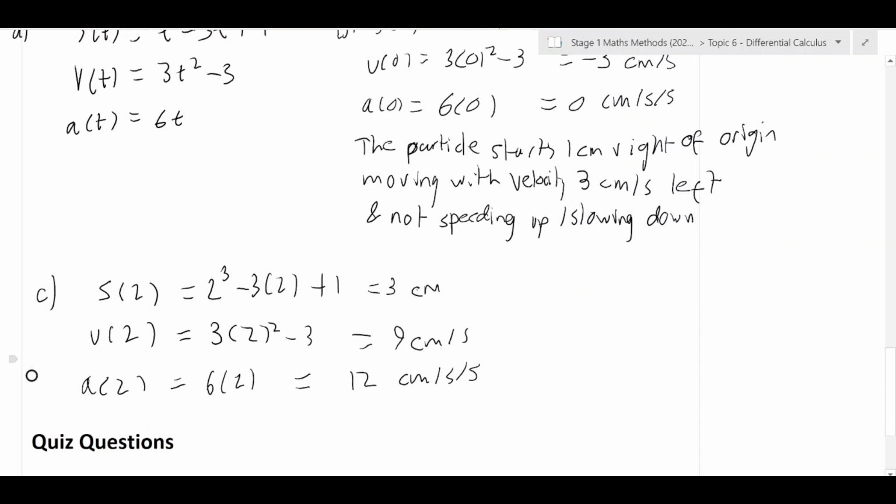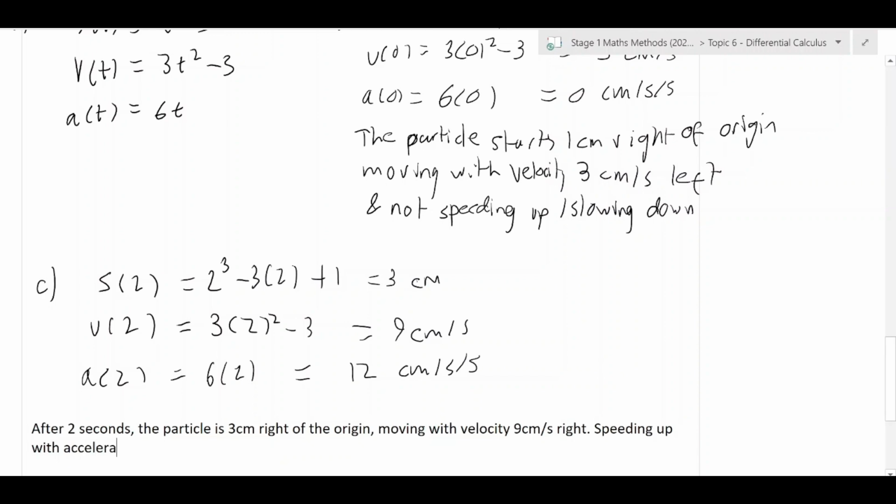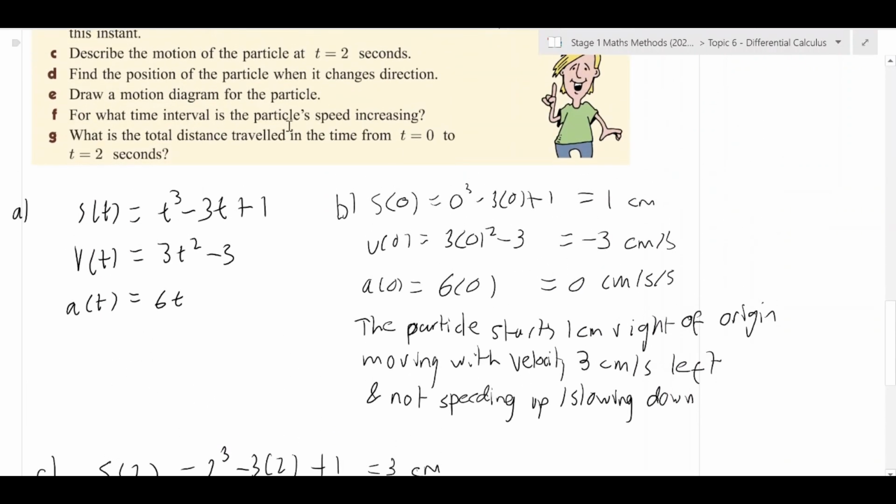Now I'm not going to make the same mistake as last time. I'm actually going to type this. The particle, after 2 seconds, is 3 centimeters right of the origin, moving with velocity 9 centimeters per second right, speeding up with acceleration 12 centimeters per second per second. Done. So make sure you describe all three and make sure you give units for all three.